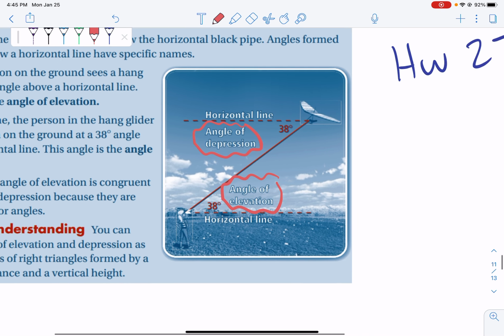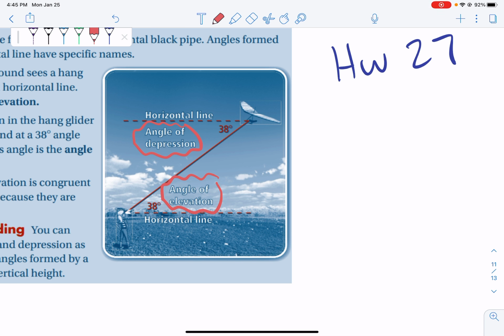I'm not going to read this big long paragraph to you, but basically, if you are this girl right here and you are looking straight out here to the right, that is a horizontal line, right? You're looking straight. An angle of elevation is an angle that's created when, instead of looking straight, you look up. When your sight goes from straight to up, we call that an angle of elevation. So right here it says that she has a 38-degree angle of elevation, okay?